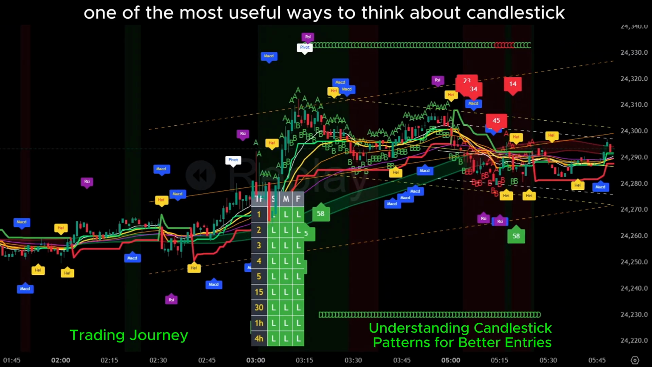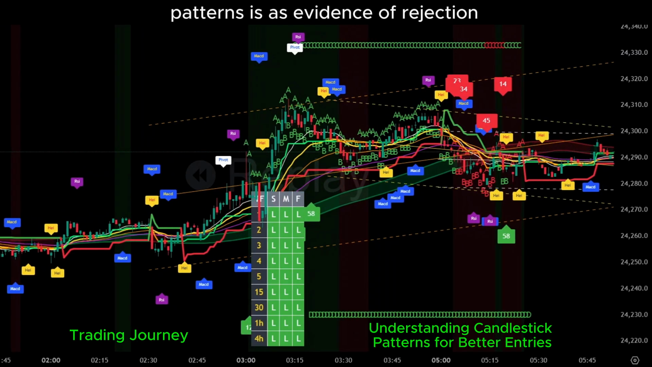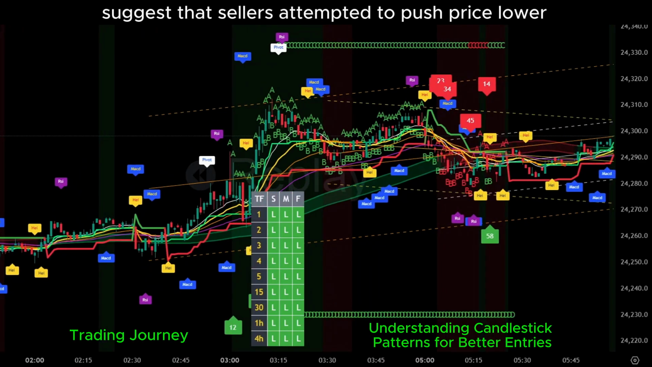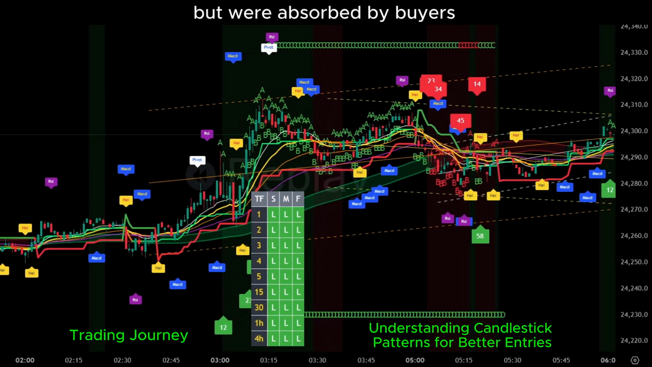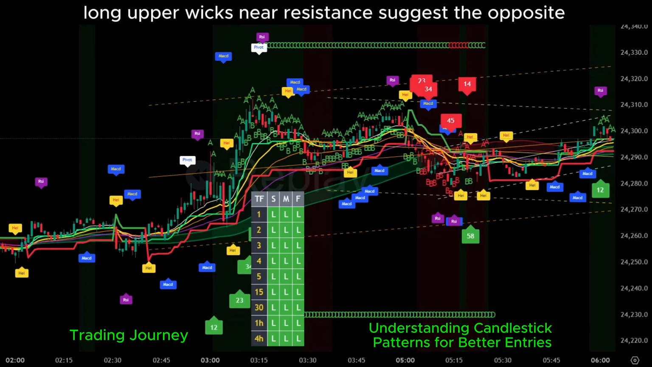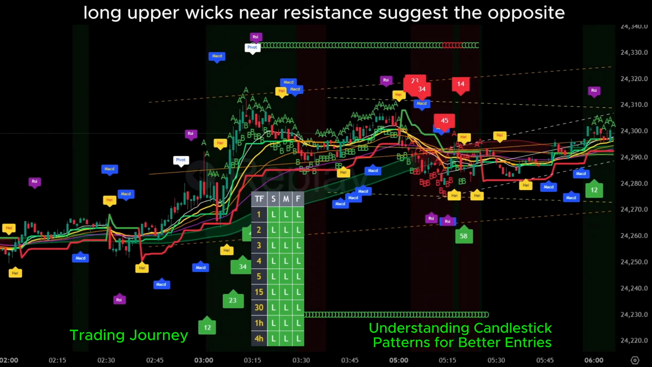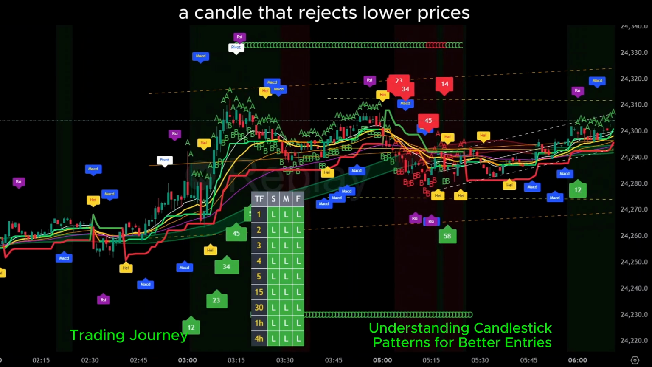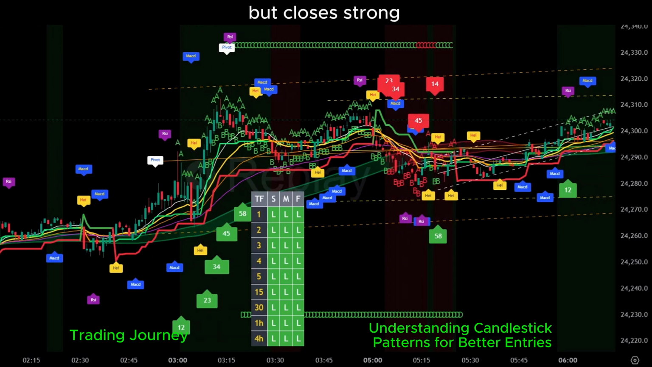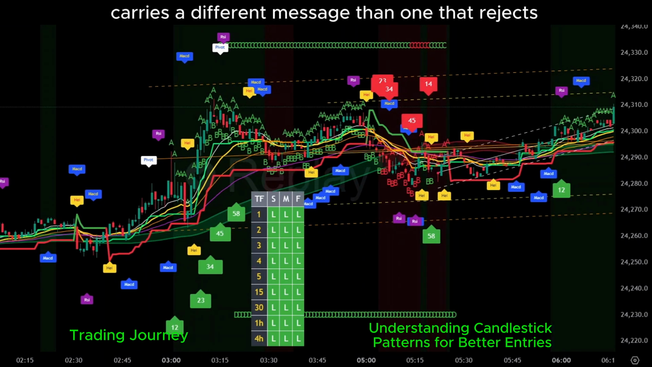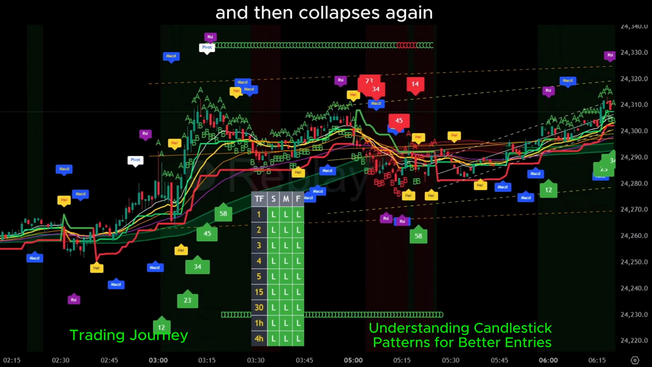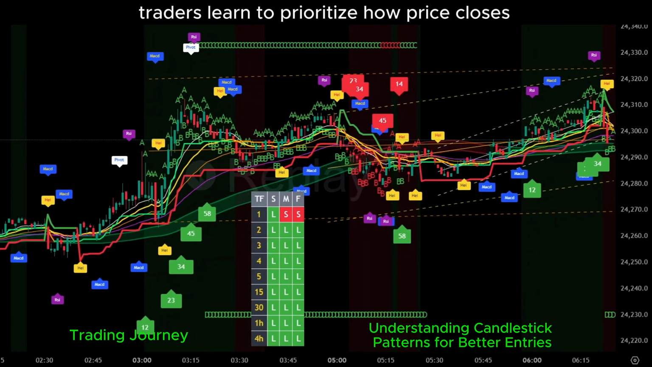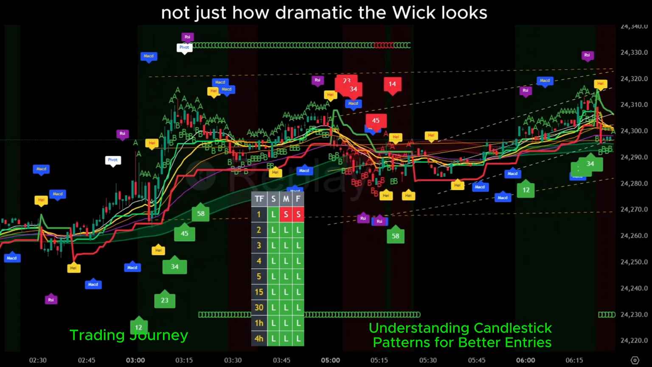One of the most useful ways to think about candlestick patterns is as evidence of rejection. Long lower wicks near support suggest that sellers attempted to push price lower but were absorbed by buyers. Long upper wicks near resistance suggest the opposite. The close matters more than the wick itself. A candle that rejects lower prices but closes strong carries a different message than one that rejects and then collapses again. For better entries, traders learn to prioritize how price closes, not just how dramatic the wick looks.